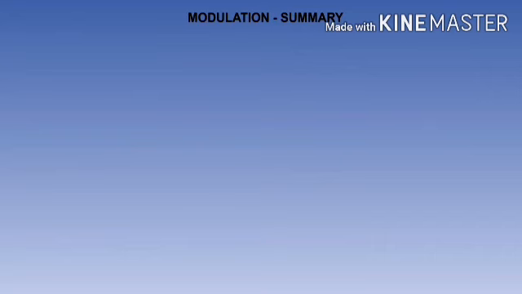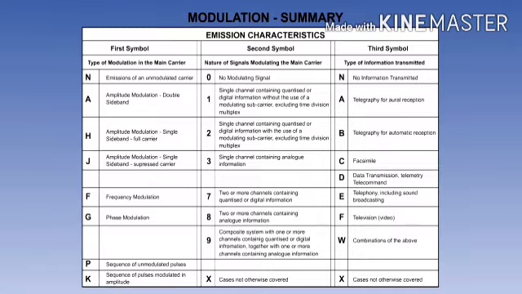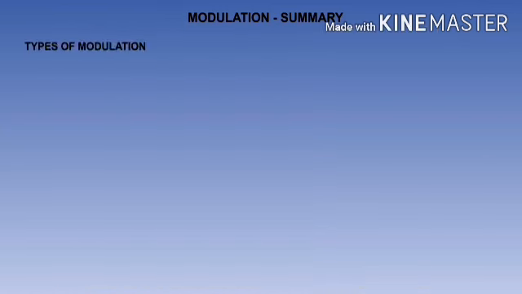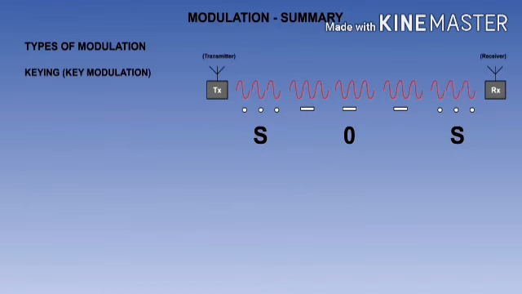Let's summarize this lesson. We said that information or intelligence has to be superimposed on the carrier wave. This process is called modulation. Firstly, we looked at the emission designators table so that when we mentioned the designator in discussing the type of modulation, it would mean something to us. We then looked at each type of modulation in turn. The first was simple keying. This is simply interrupting the carrier wave. This is used for Morse code.